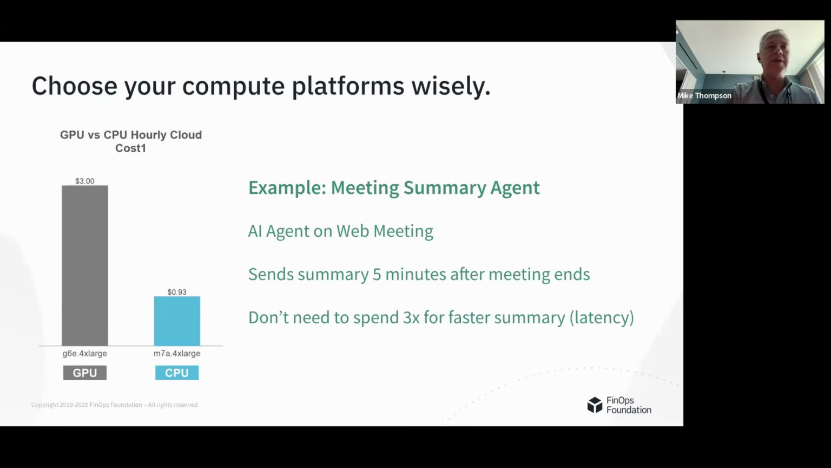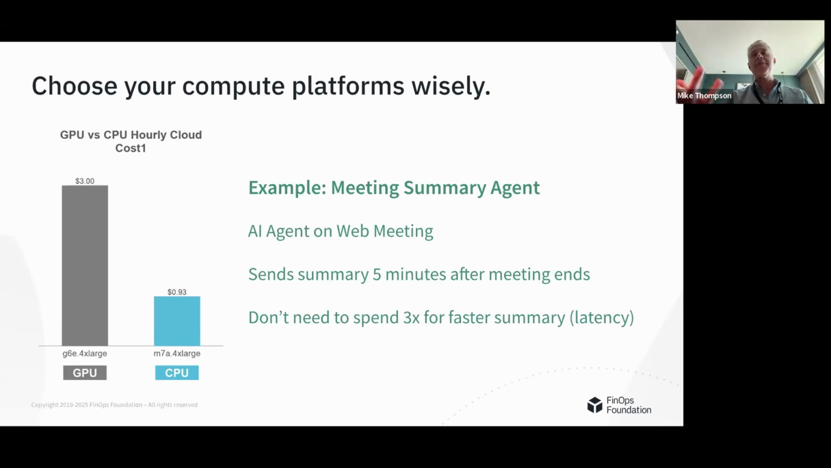Now, in this case, I'm looking at an example from AWS, one of the GPU instances they have available. That's $3 per hour, whereas the CPU instance is less than $1 per hour. So a 3x difference in the burn rate that you have in order to run that agent.